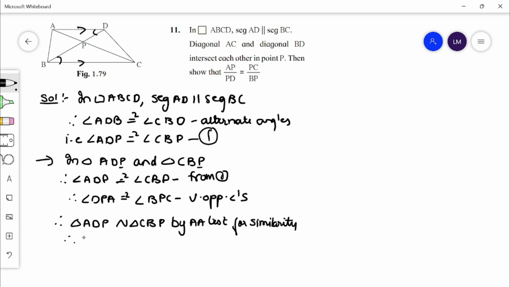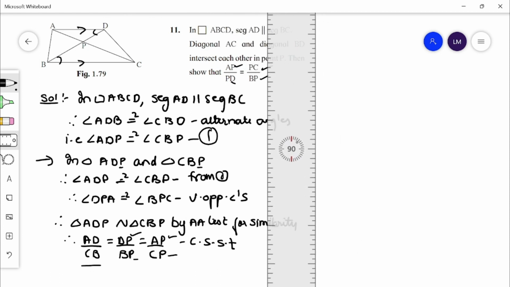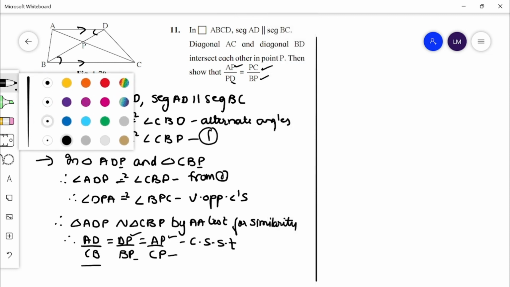Now we'll write in ratio form, that is AD upon CB is equal to DP upon BP is equal to AP upon CP. Reason is corresponding sides of similar triangles. Now here we can check in the question AP, yes this is AP, then PD, right? PD is here DP, then PC, BP, PC and BP. That means we don't need this ratio, right? So, now we'll move on further.